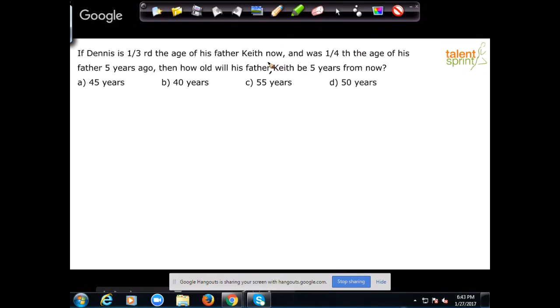Okay, Teja has got 45. So two of you have got 45. Nikhil has also got 45. Deepa has got 45. Good. So a clear majority here is for option A, 45 years. Only Syed has got 50 as the answer. 50. Okay.